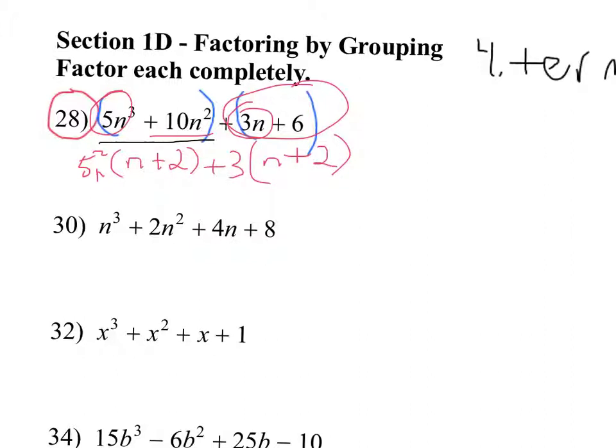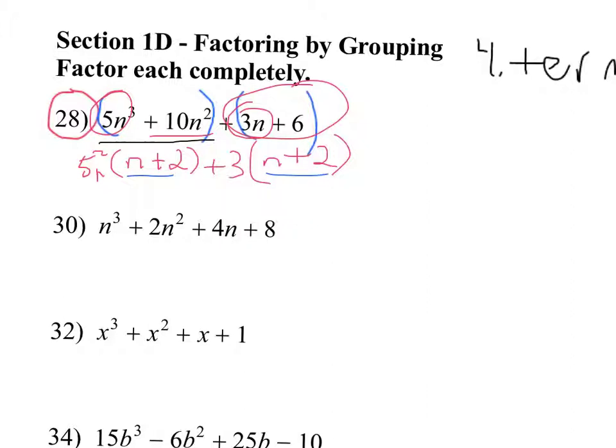Now, you're always going to find an interesting thing happen here with factoring by grouping. What I want you to notice is, kind of think of this as two halves. What we factored out of those first two terms, we got the 5n squared in front of the n plus 2. And the second half is the plus 3 in front of the n plus 2. Notice, this always happens when you factor by grouping. You get the same binomial left in each.